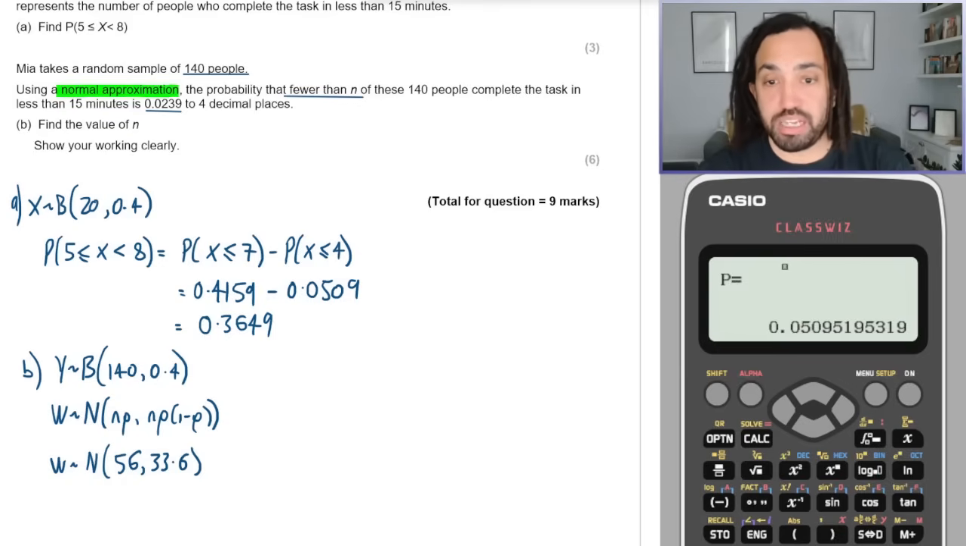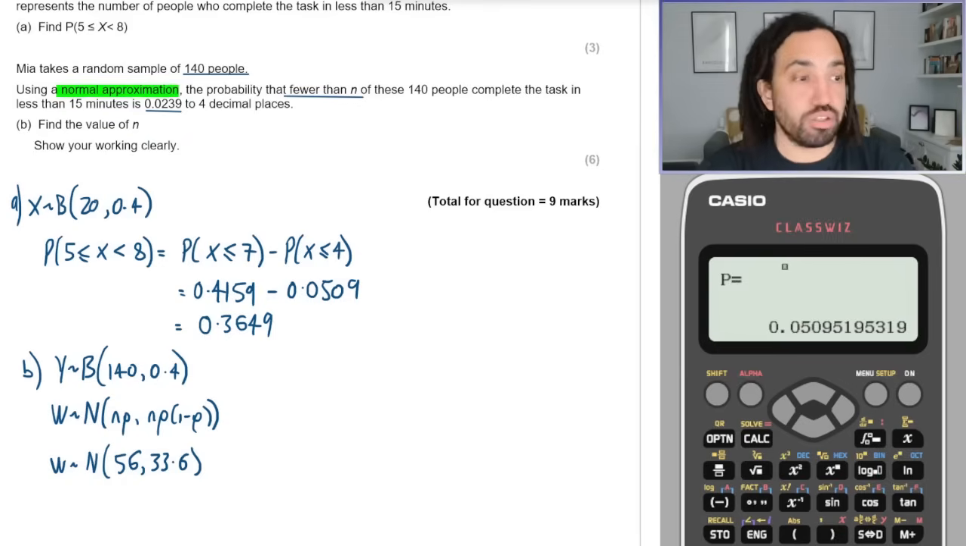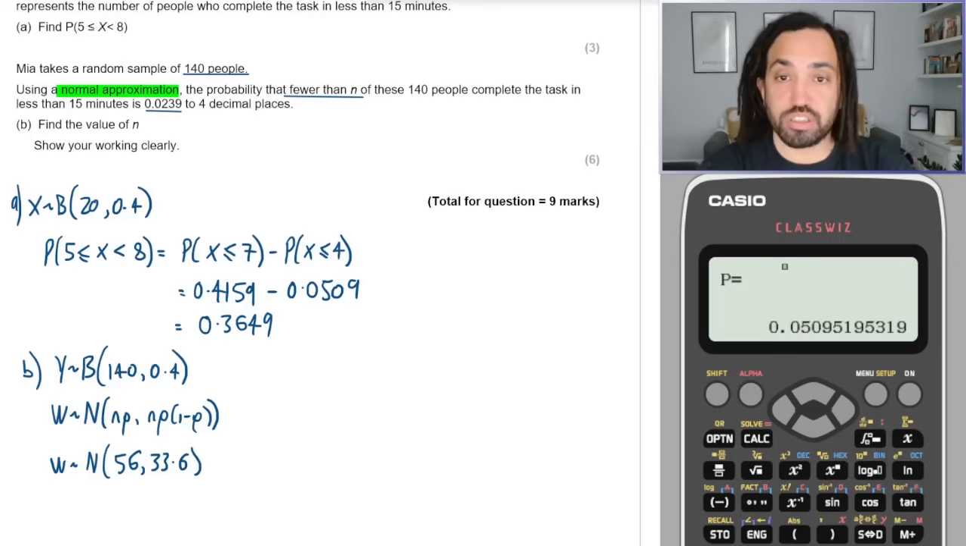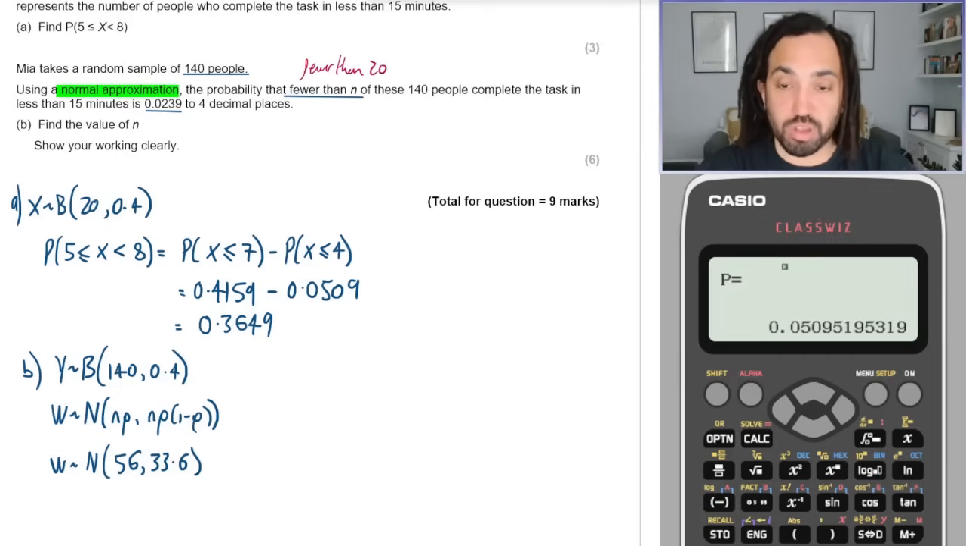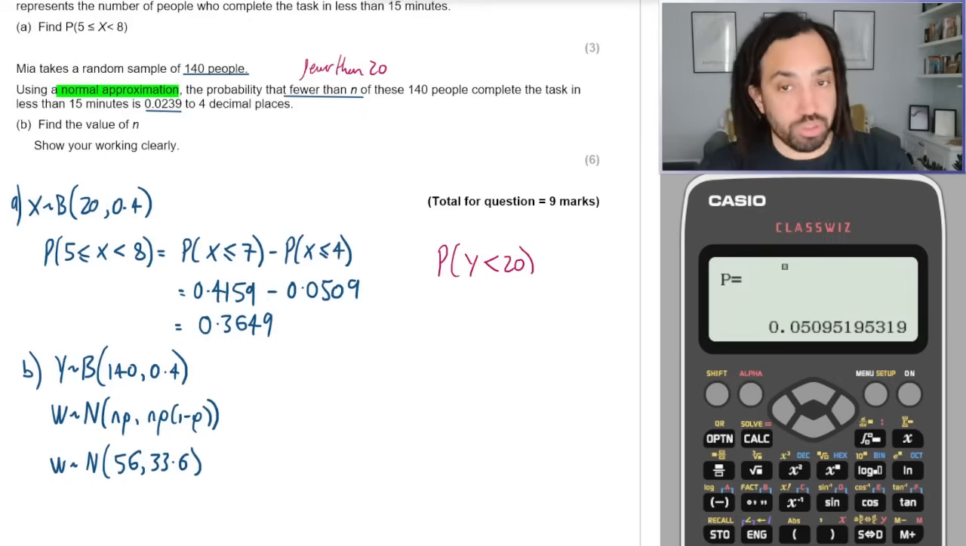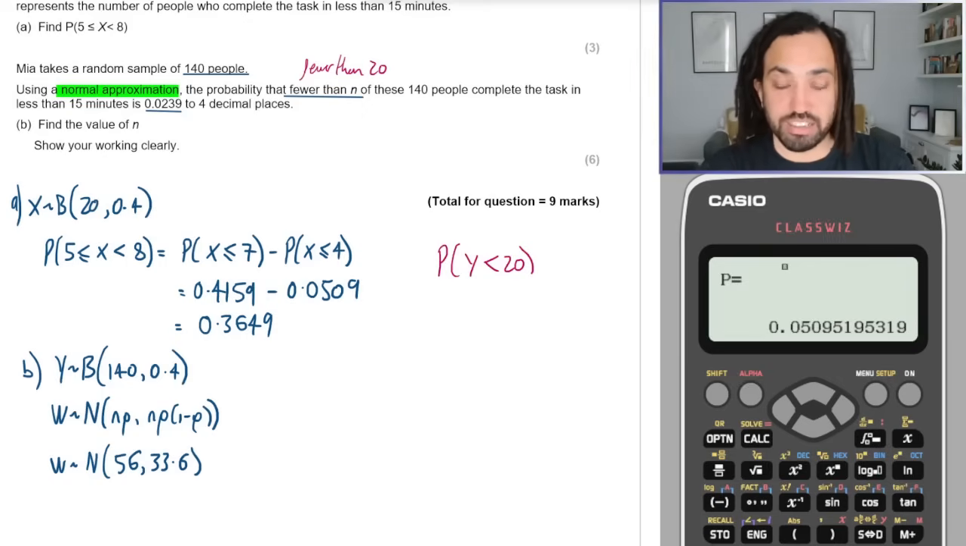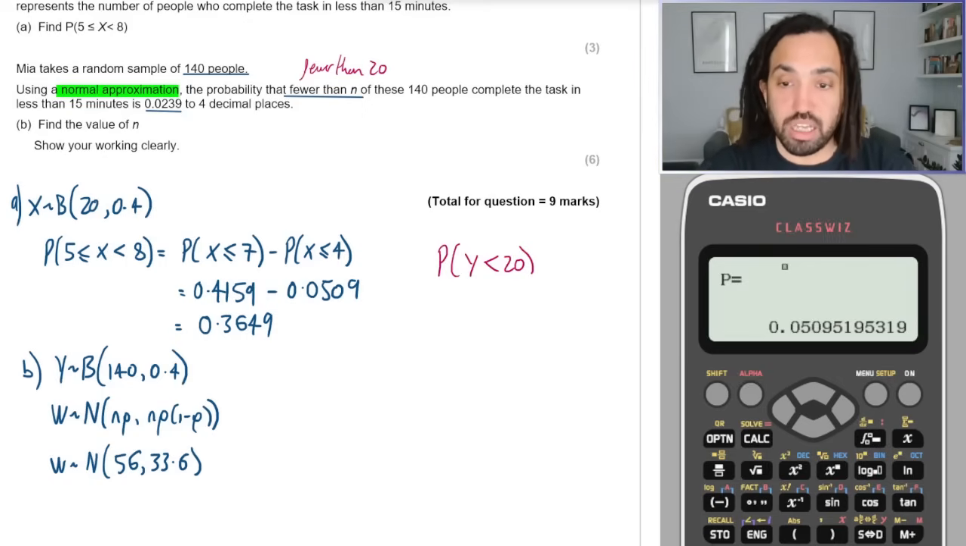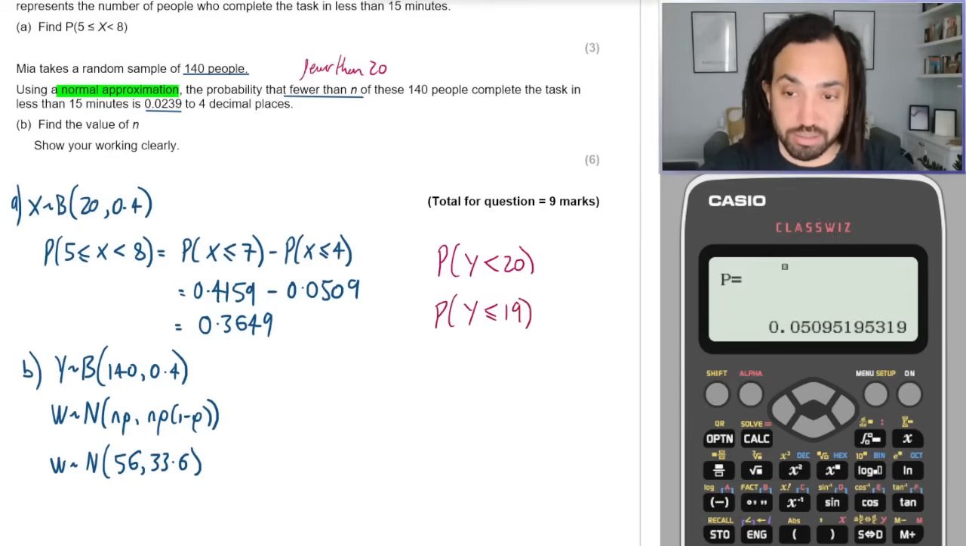So let me just explain how that works. Let's say, for example, this question said fewer than 20. Well, that would mean that what we'd look for is the probability that Y was less than 20, but not equal to, because it says fewer, so it has to be less than 20. And for binomial, that's the same as saying Y is less than or equal to 19.